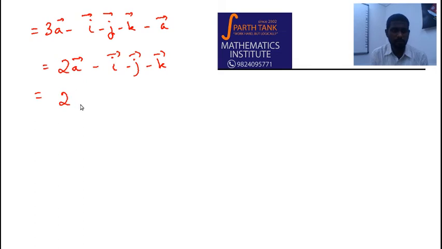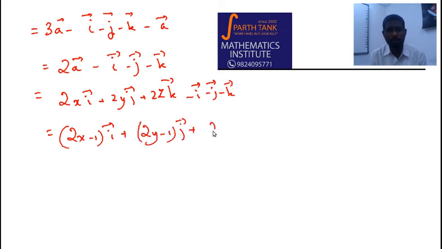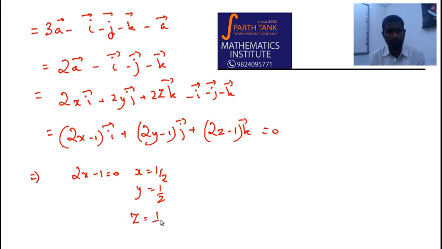So now let us substitute this. This is nothing but 2xi plus 2yj plus 2zk minus i minus j minus k. This becomes (2x minus 1)i plus (2y minus 1)j plus (2z minus 1)k. This is given to be equal to 0. Therefore, 2x minus 1 is 0, x is 1 by 2. The same way y is 1 by 2, and you will get z is also 1 by 2.